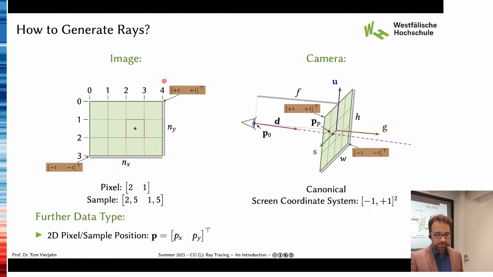How do you need to do this? How wide is this in pixels? Yeah, 4. Apparently. How wide is this in this intermediate orange-brownish coordinate system?